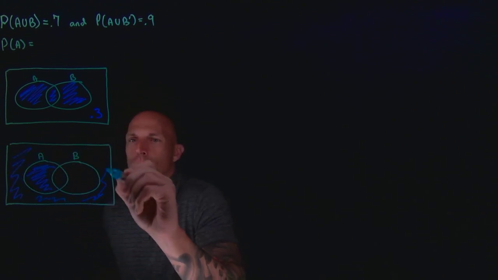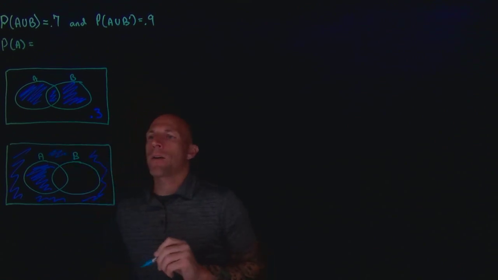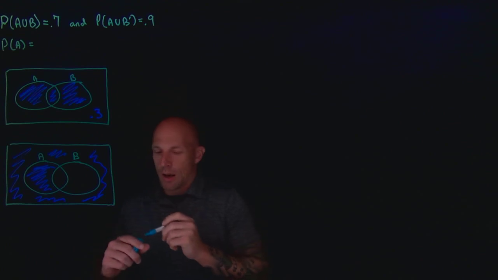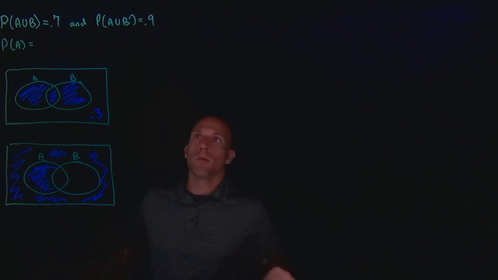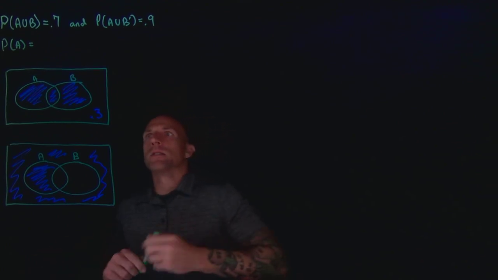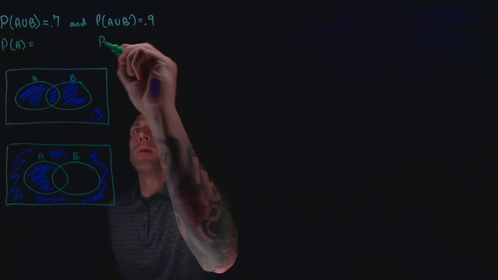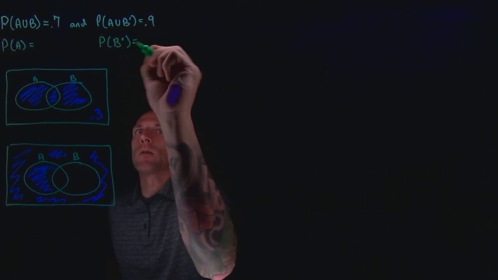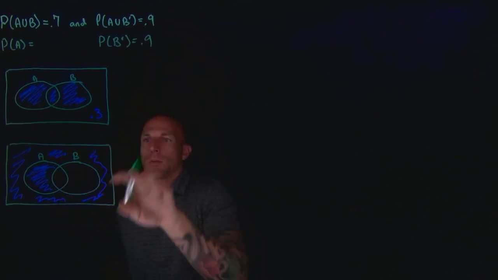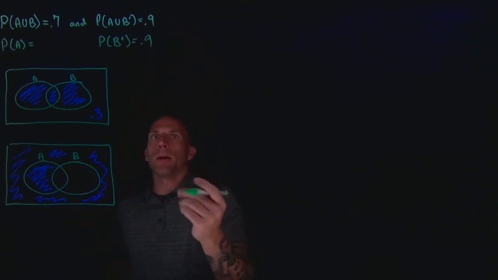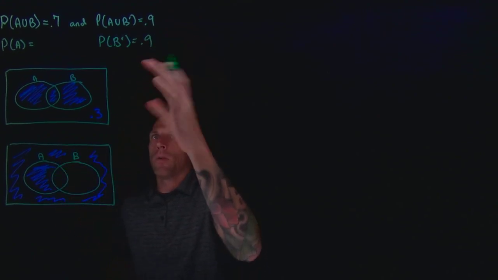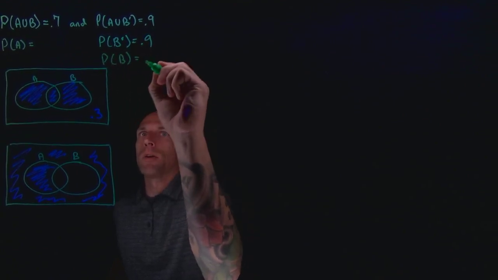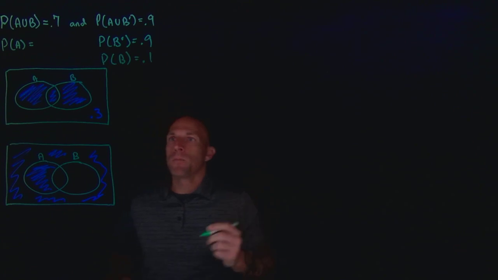So if you take a second to look at the graph here, what we've actually been given with this statement, probability of A union not B, is the same as the probability of not B equals 0.9. Because I mean, look at the picture, right? We've shaded in everything that's not B. And if we know that, then we know the complementary value. The probability of B is 0.1.